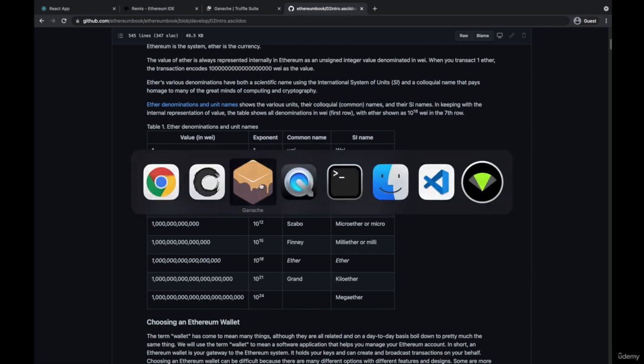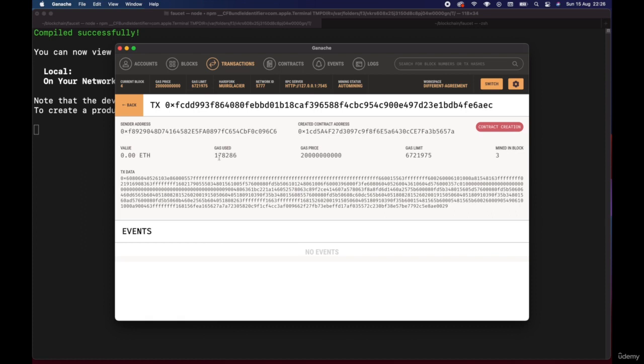But now let's take a look at these transactions here. We are saying that we are willing to pay for this amount of gas, and we are willing to pay this price for the gas.